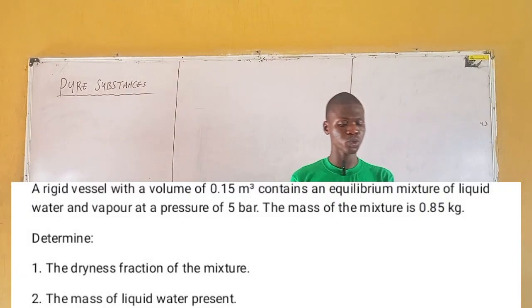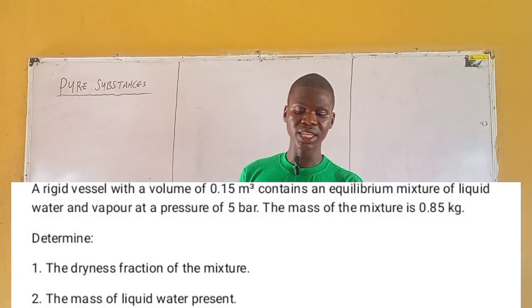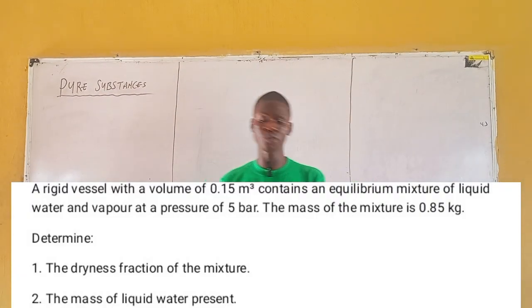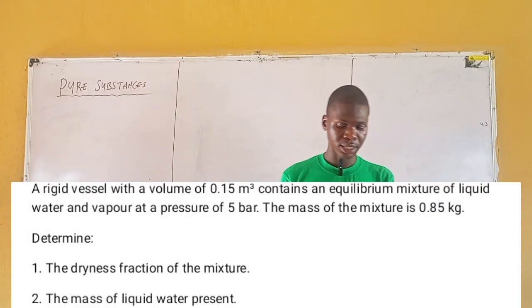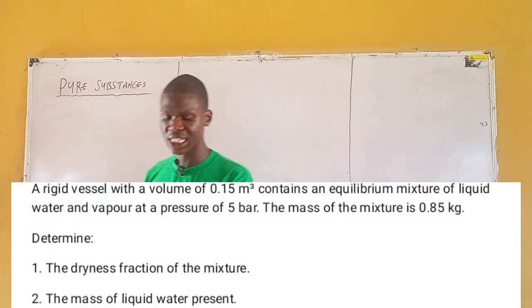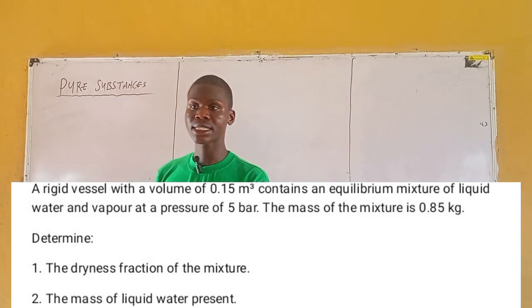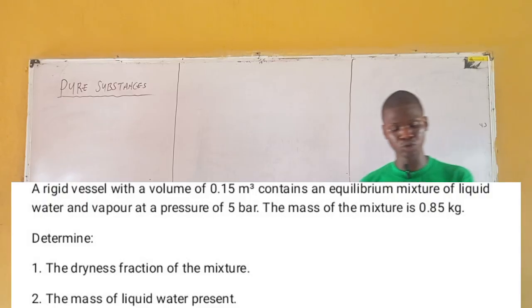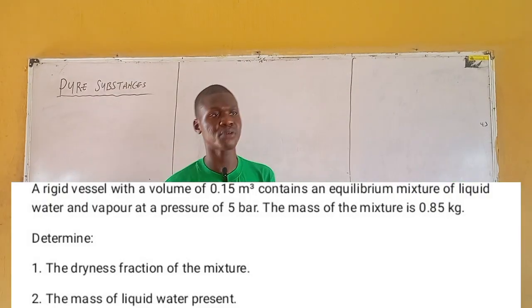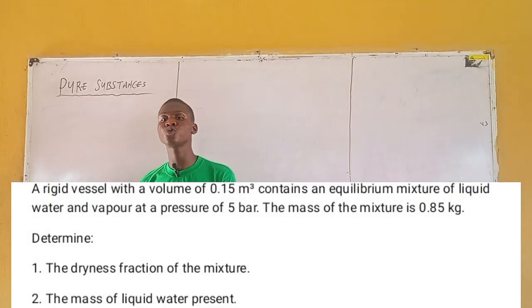A rigid vessel with a volume of 0.15 meter cube contains an equilibrium mixture of liquid water vapor at a pressure of 5 bar. The mass of the mixture is 0.85 kg. Determine the following. Number 1, the dryness fraction of the mixture. Number 2, the mass of the liquid water present in the mixture. So now, how do we solve this question?